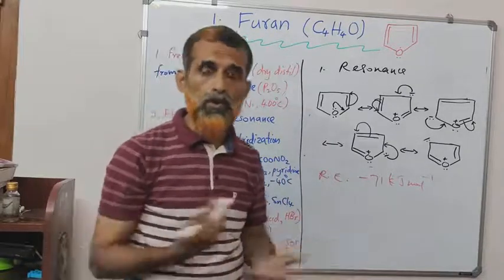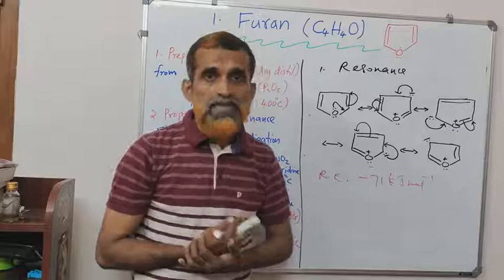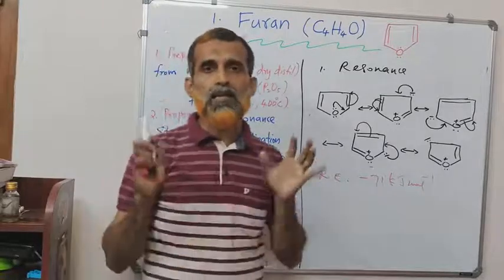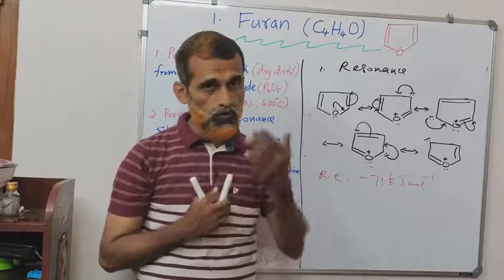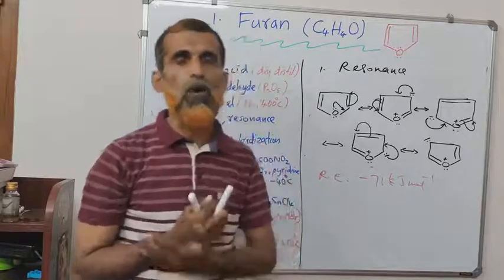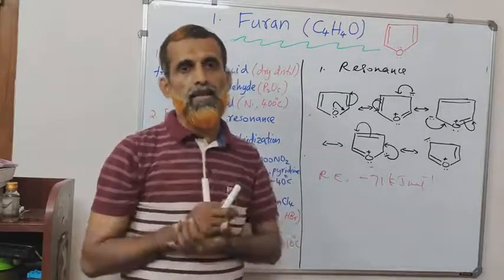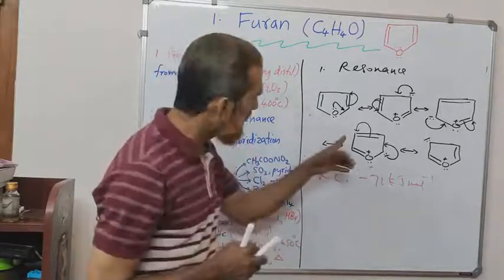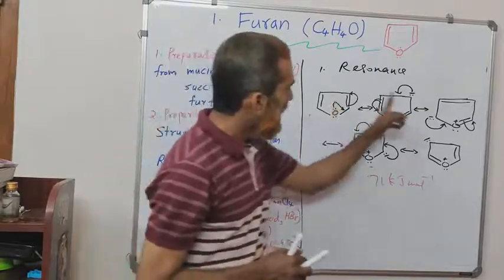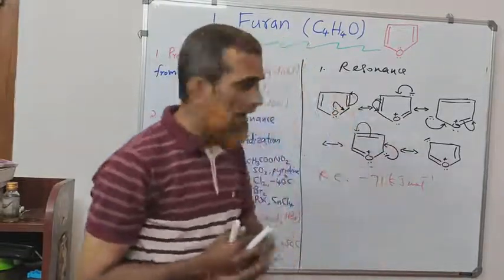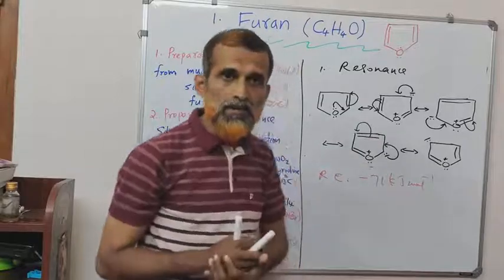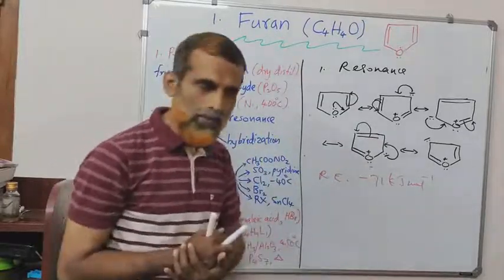How do you explain? In benzene, there are equivalent resonance structures, Kekulé isomers, Kekulé forms, identical and equivalent resonance structures. Here, you can see these are not equivalent, and there is charge separation, then the resonance stabilization is less.